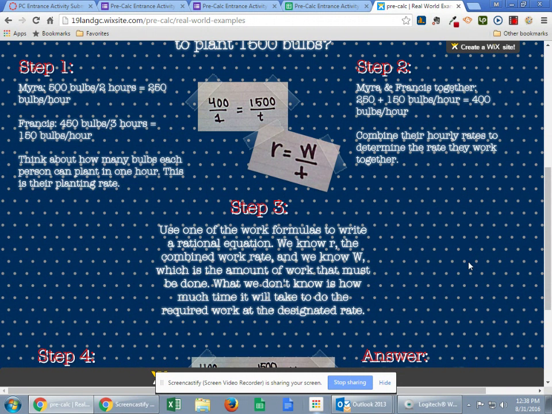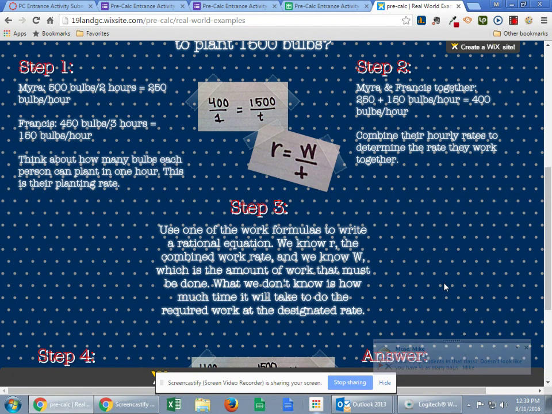If Myra does 500 bulbs in 2 hours, it equals 250 bulbs an hour, and Francis does 450 bulbs in 3 hours, it equals 150 bulbs per hour. Think about how many bulbs each person can plant in 1 hour. This is their planting rate. Step 2, Myra and Francis together, 250 plus 150 bulbs an hour equals 400 bulbs an hour. Find their hourly rates to determine the rate they work together.